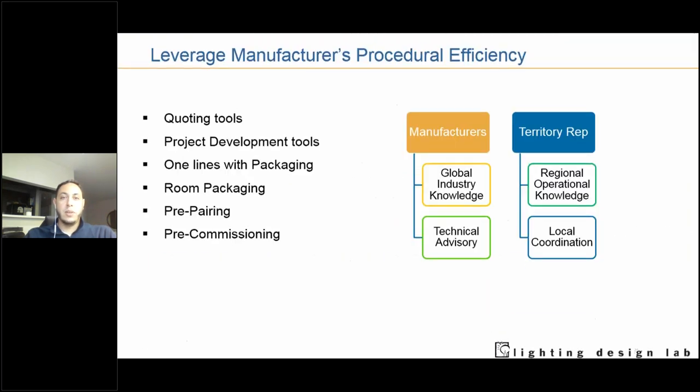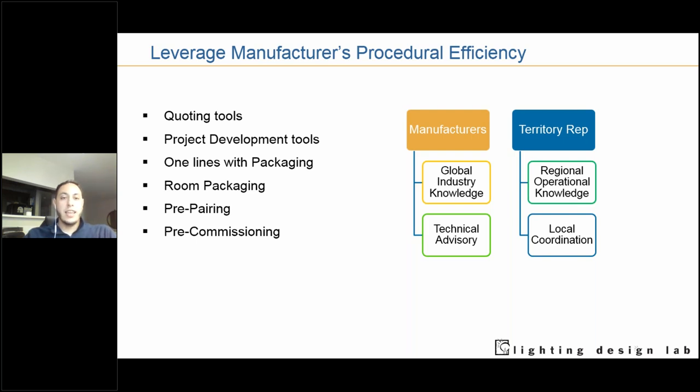When it comes to these PoE manufacturers, implementers should always leverage the manufacturer's procedural efficiency. It's not just about the system and the architecture. When you're looking at different systems and thinking about which one is right for your building type or space type, it's not just about the actual system architecture, the limits, the minimum and maximum connections or power availabilities. It's also about what the people bring to the table. Manufacturers have an advantage in global industry knowledge, or the ones working with Cisco and developing their PoE lighting systems across the board. Manufacturers need to ensure they have a great relationship and communication with their territory representatives, who have that regional know-how and ensure local coordination with projects.